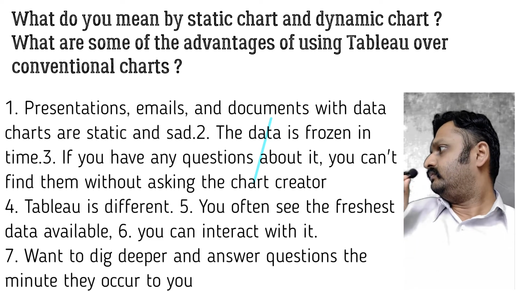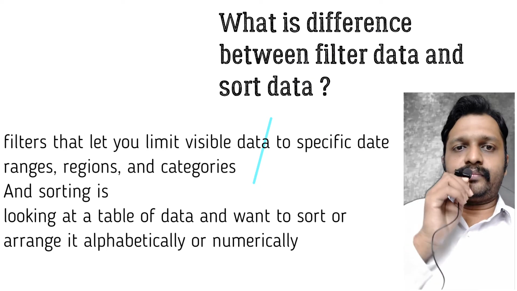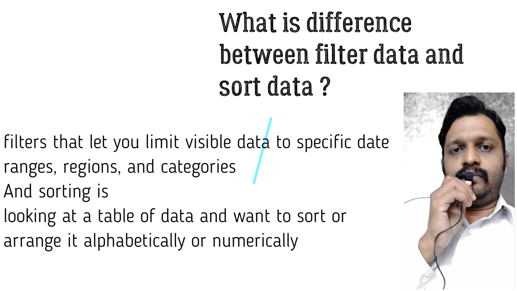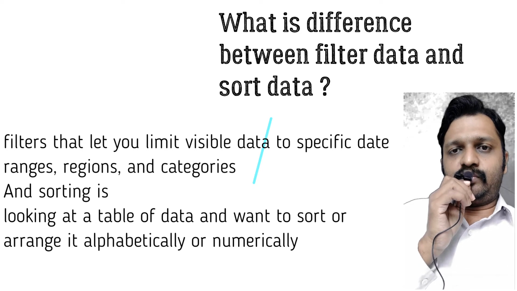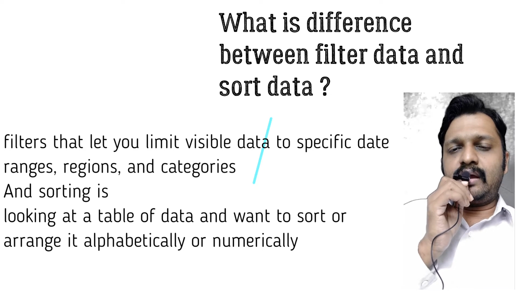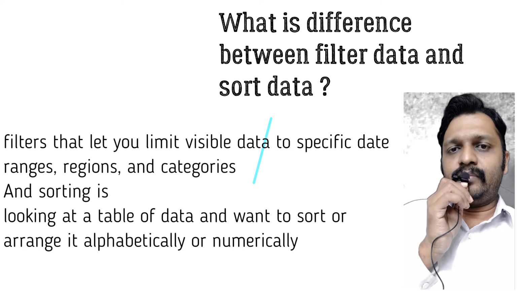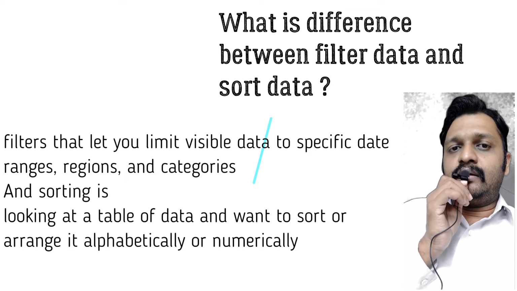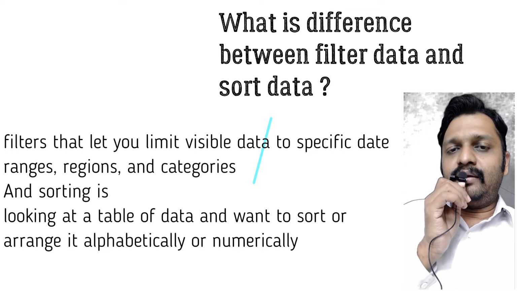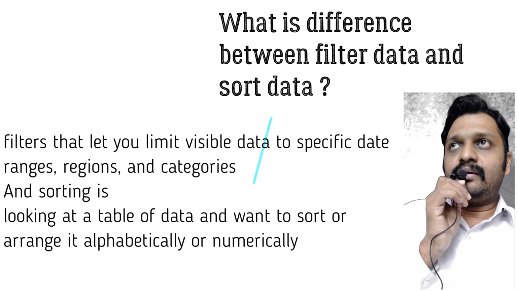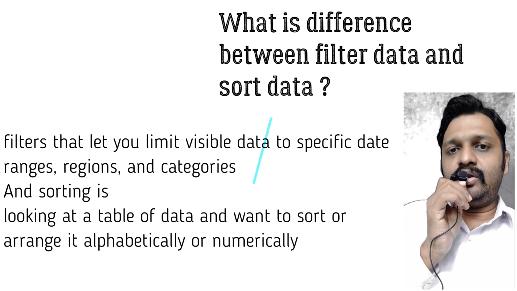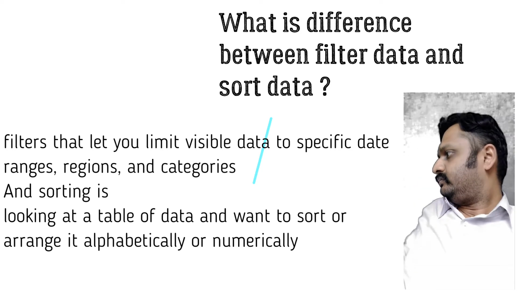Next question. What is the difference between filter data and sort data? Filter data lets you limit visible data to a specific date range, regions, and sorting is looking at the table of data and wanting to sort or arrange it alphabetically or numerically. There is a huge difference between them. First, filtering is nothing but limiting the visibility, while sorting is nothing but sorting it alphabetically or numerically.